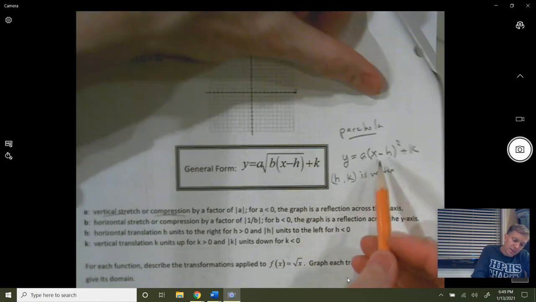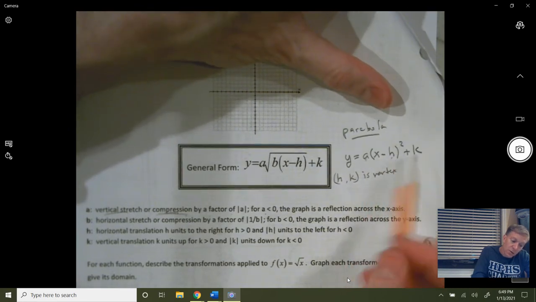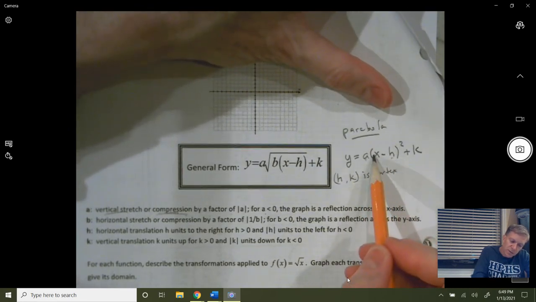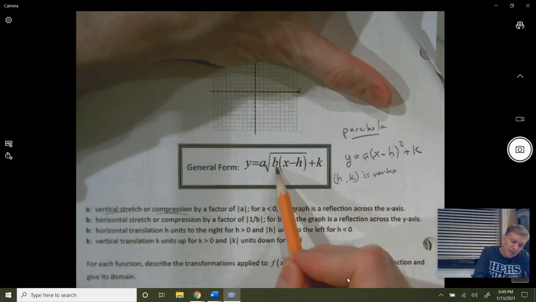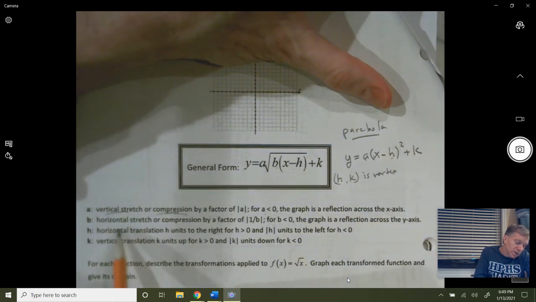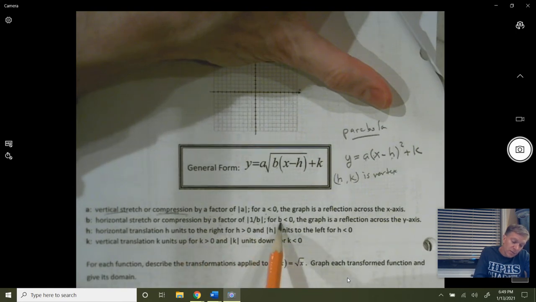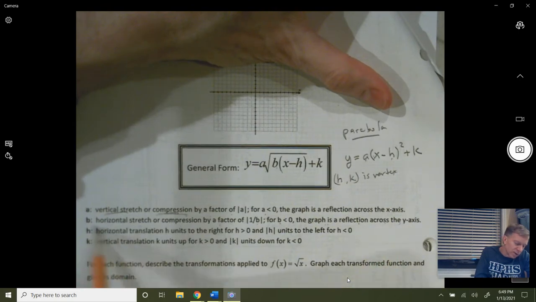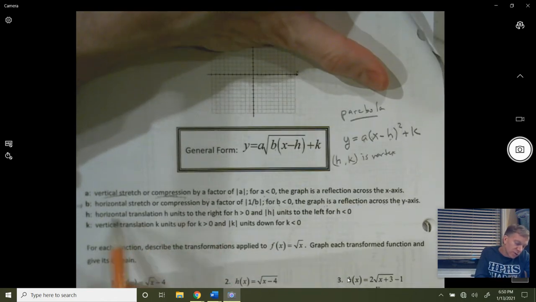And then what else was there? Oh, we didn't really talk about a b value here, but if you have a b value in front of your x, it kind of does the opposite of what you would think. So a horizontal stretch or compression by a factor of 1 over b. For b less than 0, it's a reflection over the y-axis. We're not going to go into this too much, so I wouldn't worry too much about that, at least in this course.